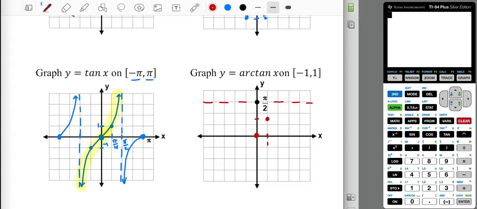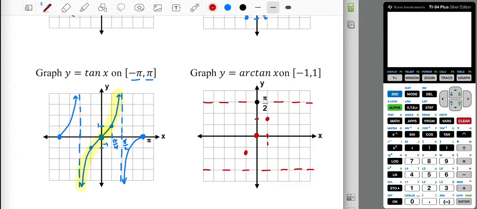Same idea for the negative pi over 2. All right. Negative pi over 4 comma -1 is going to become -1 comma negative pi over 4. So that's going to put a point right here.